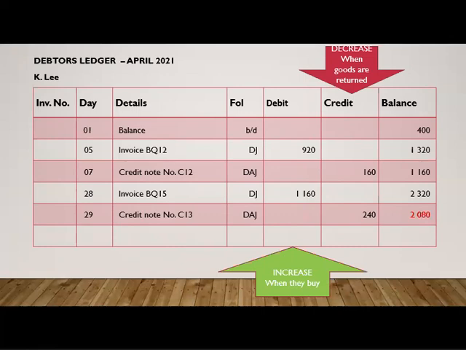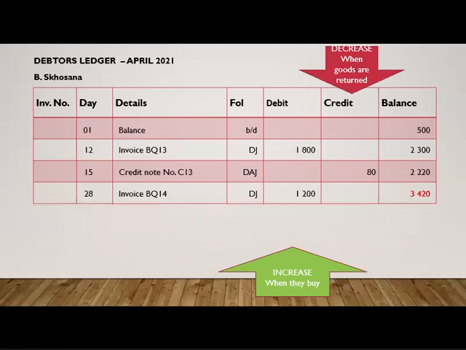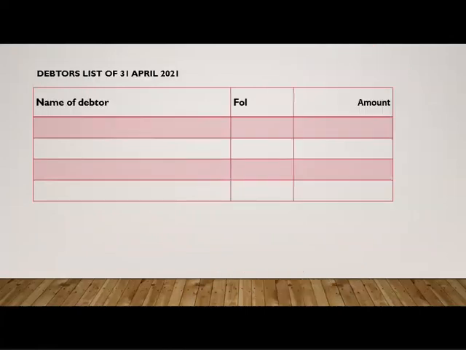Those two amounts that I've highlighted thus far for Kaylee and Biscosana will be taken to the debtors list. In the debtors list, we will have Kaylee, which is 2,080, and Biscosana, which will be that amount that we just highlighted now, which is 3,420. When you add them up, they will give us the total amount that is owed to us, which will be 5,500. Okay.